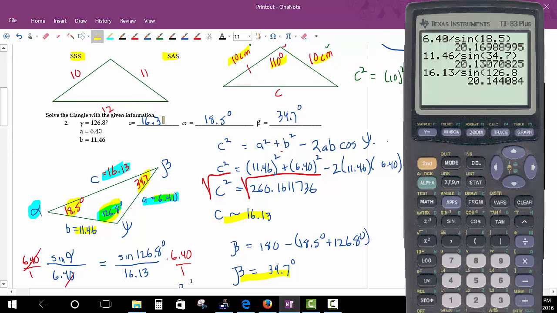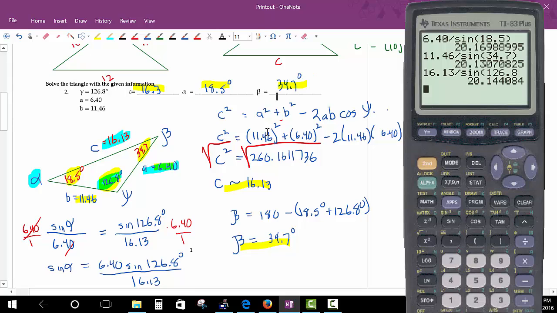Notice I did law of cosines only one time, and then I did the law of sines to find the next part like that. And that's typically what you want to do, is do the law of cosines for your first step, and then law of sines next.